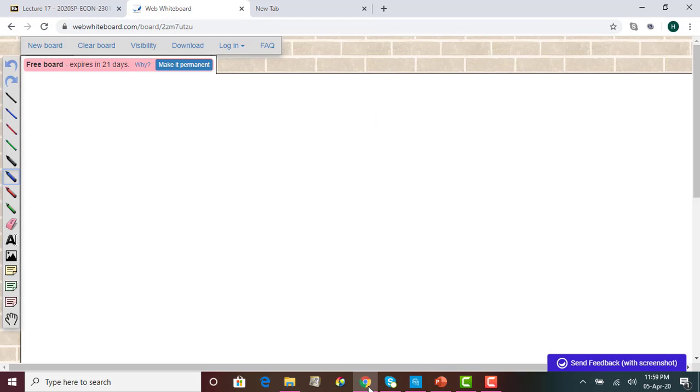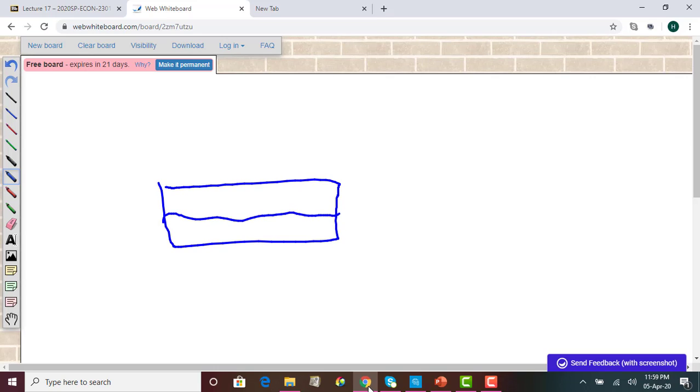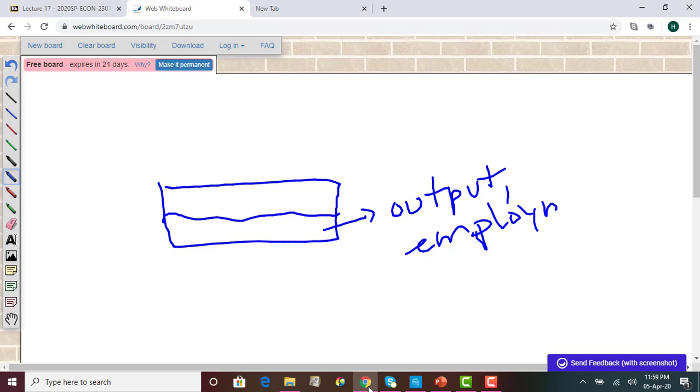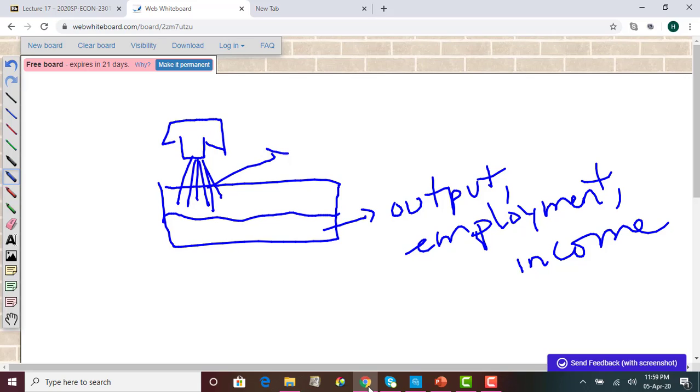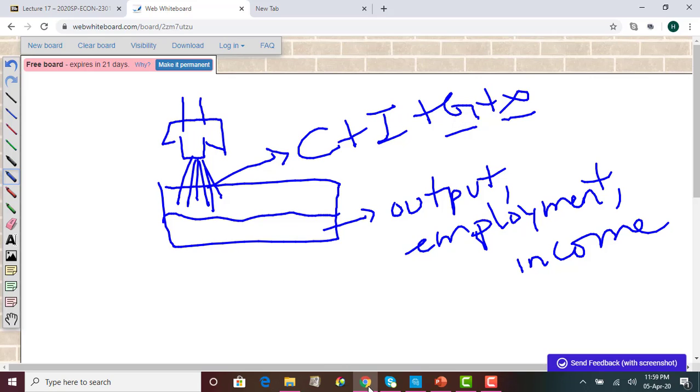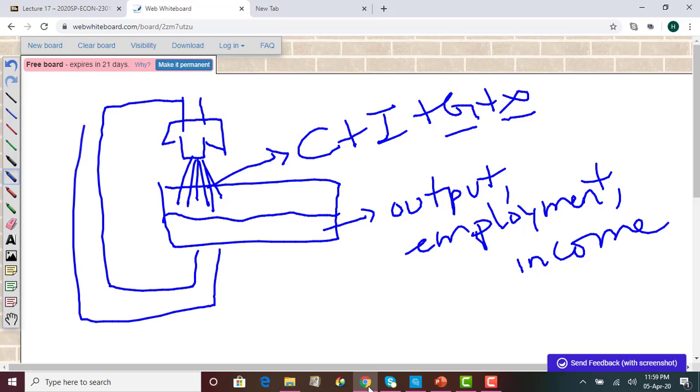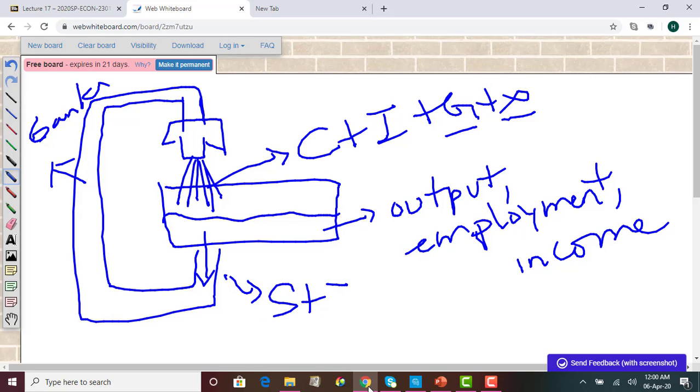Okay, so let's look at it in terms of the bathtub model. Let's say we have the same bathtub model. We have this bathtub, this is water, again this is output, employment and income. And remember, fiscal policy is a type of Keynesian policy, so whatever water is coming out of the faucet is actually C plus I plus government plus exports, because it's not classical theory. Classical theory assumes there's no government, but Keynesians do believe there's government and international trade. And then we have this pipe, which represents the banks, and then this is the leakage.